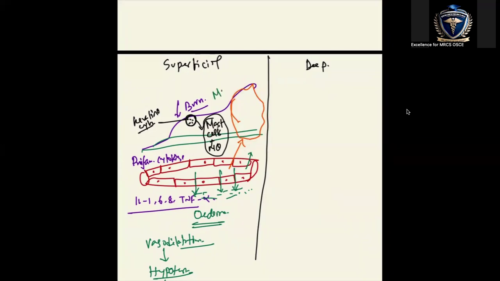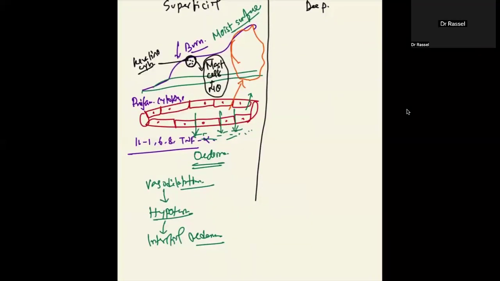That's why the surface of the superficial burn is always a moist surface. So what is the surface of the superficial burn? Moist surface. And there is a vasodilatation. So what about the vascularity here? There will be some blanching.